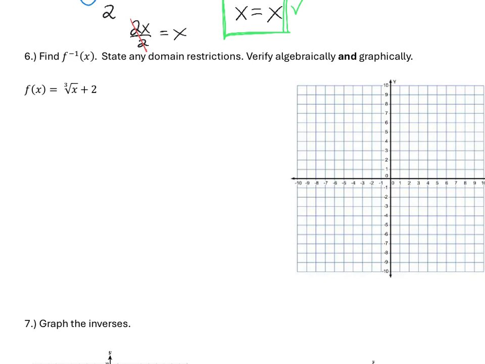Okay? Let's start with our f of x. Okay? f of x is cube root of x plus 2. Are there any domain restrictions on this? Cube root, odd roots don't have any restrictions because you can have negatives underneath and it's fine.